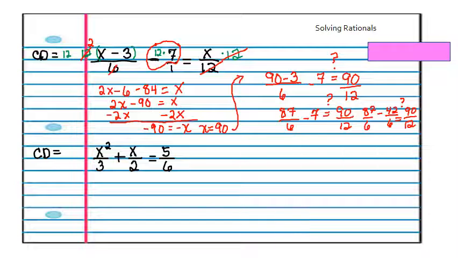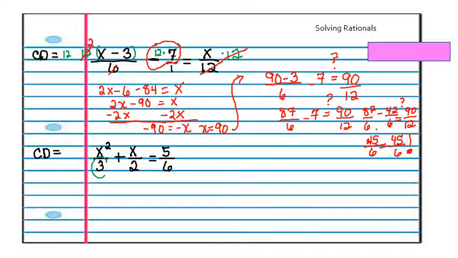So 87, take away 42, is a 45 over 6. And does that equal 90 over 12? Well, half of 90 is 45. And half of 12 is 6. And we go, yes, we're correct. And a round of applause. Okay, let's go to the next one.